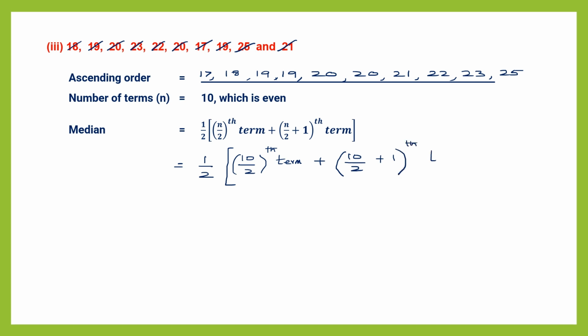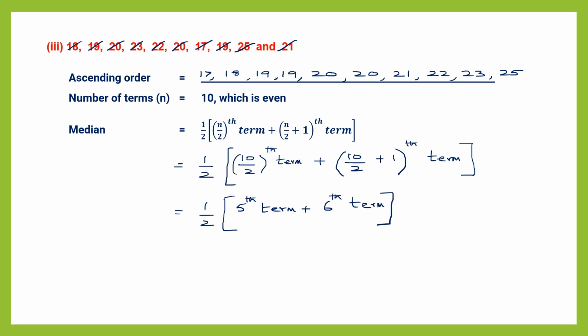Remember, we are not talking about the numbers, we are talking about the terms here. So now let's continue this. This will be 1 by 2, and 10 divided by 2 is 5. That means the fifth term. Plus the term 10 by 2 plus 1: 10 by 2 is 5, and 5 plus 1 is 6. The sixth term.